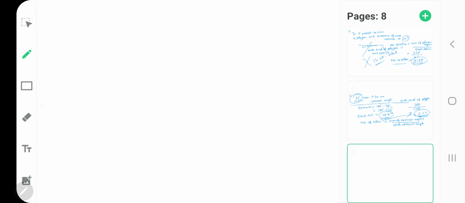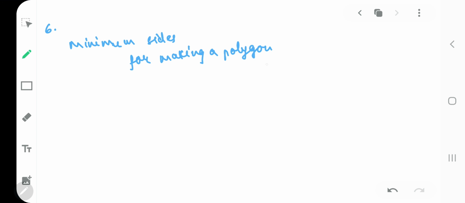Next we have problem number 6, which says what is the minimum interior angle possible for a regular polygon and why? एक पॉलीगॉन बनाने के लिए मिनिमम साइड्स कितने लगते हैं? Minimum sides for making a polygon is 3. Why? Because with 2 sides a polygon will never be formed, with 3 a triangle can be formed. So the least possible number of sides required is a 3-sided polygon.